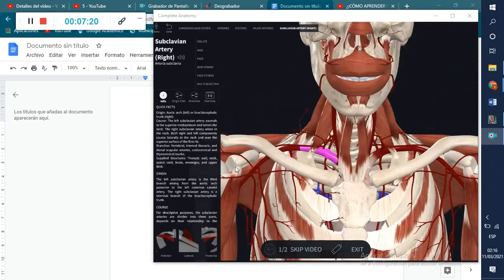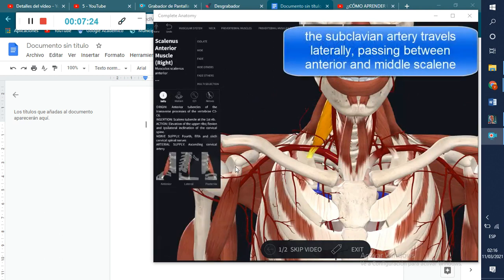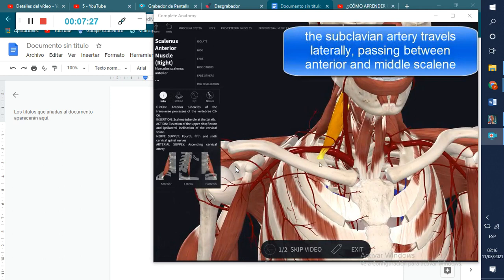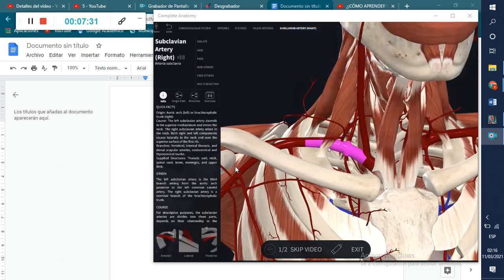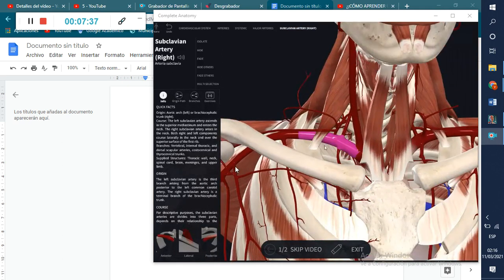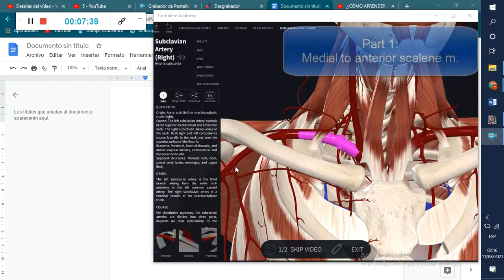So having added in a couple of muscles as well here, here's the important landmark muscle, which is the scalenus anterior or anterior scalene muscle. Now we can see that the subclavian artery can be divided into several parts, actually three parts, based on how it relates to this muscle. So here you can see that the first part, or the first portion, extends from the origin of the subclavian artery all the way to the medial border here of the anterior scalene muscle.